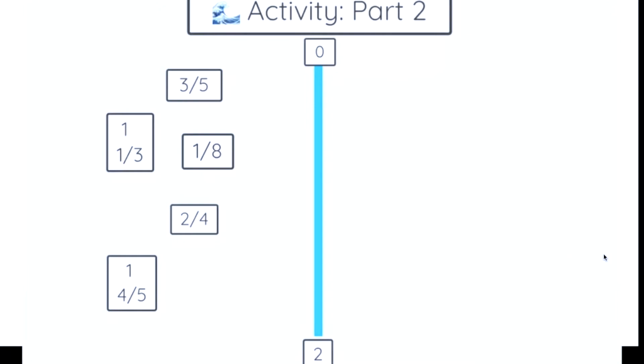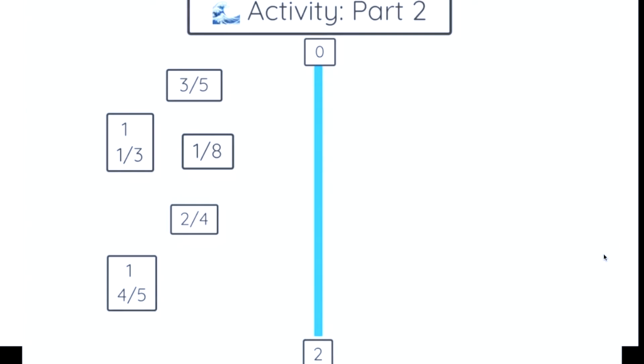In this activity, we're going to look at a number line in a different way. First, you may notice that this number line is vertical, and we're starting with 0 and ending with 2. So in the previous activity, we looked at just values that we would find between 0 and 1, and now we're looking at values that we may find between 0 and 2.